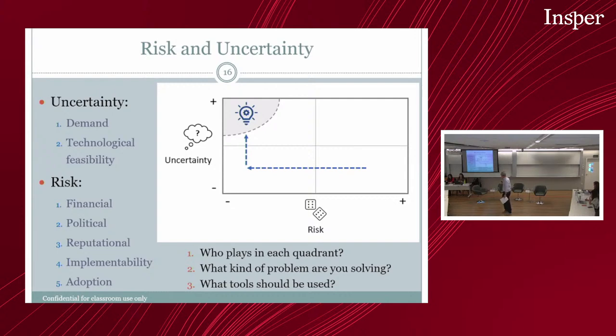Bottom left, low uncertainty, low risk. Who plays there? I would argue that most corporate R&D departments play there. Small, incremental improvements. Again, these are important things. We're not saying that they're not. But that's where corporate R&D departments tend to play. Why? Because it's all known. Low risk, low uncertainty. Where we think innovation, particularly in these models, and the best opportunities come from is that upper left quadrant. Higher uncertainty, while at the same time minimizing risk.